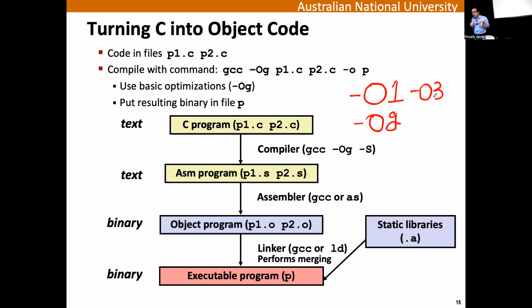Now, in the week 3 lab, we will do a little exercise where we will give you some assembly code, and that's the only time in this course you will write assembly. And we will tell you to hand optimize it and try to beat the compiler.